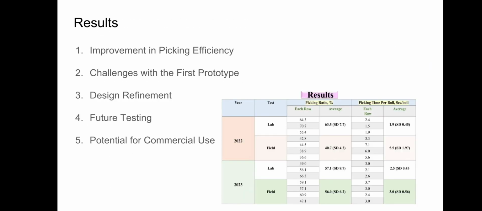Okay, so the results are improvement in picking efficiency. The design of the finger mechanism has improved in terms of reliability and ease of use. The current design allows for better handling and movement, but the actual cotton picking performance will need to be tested in the field conditions to determine the system's picking efficiency.